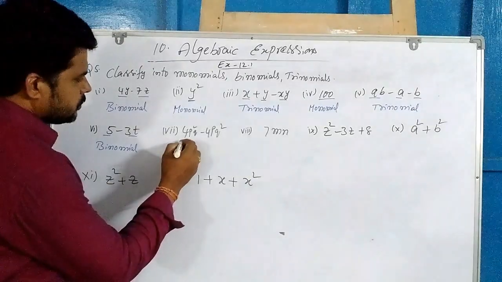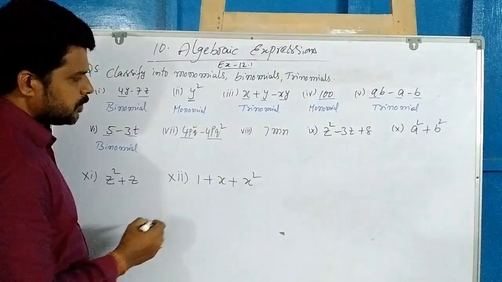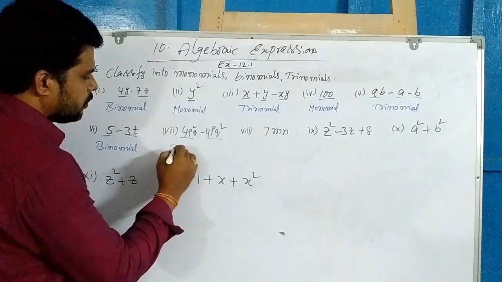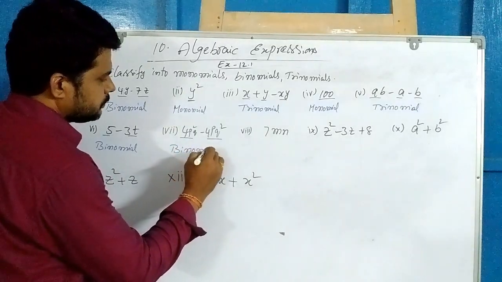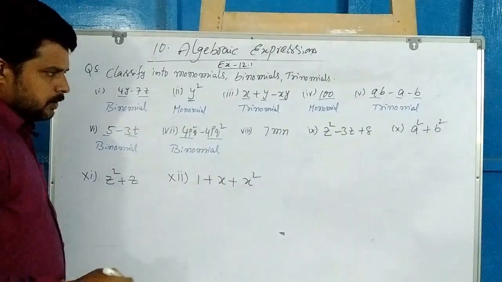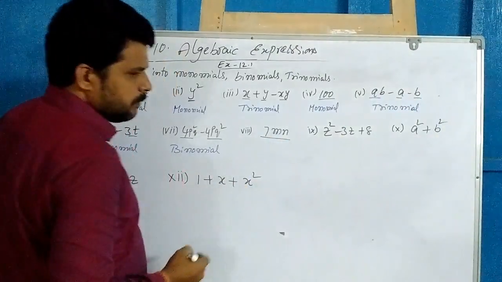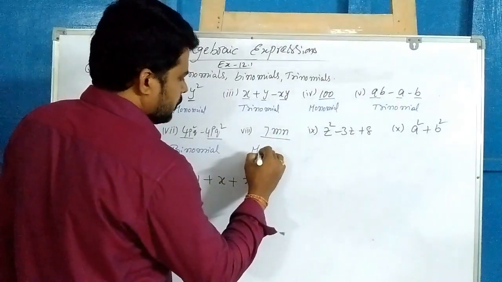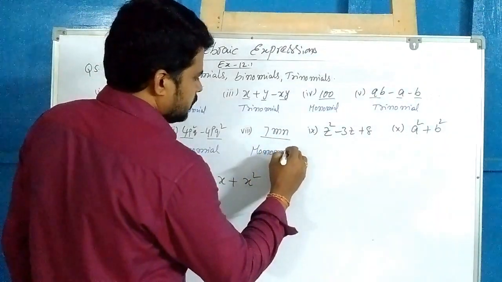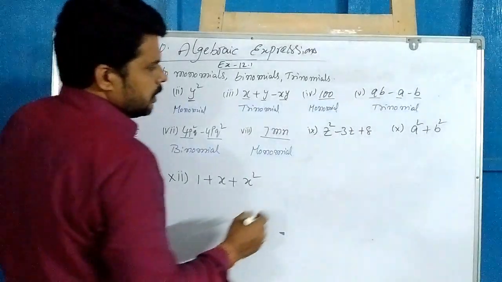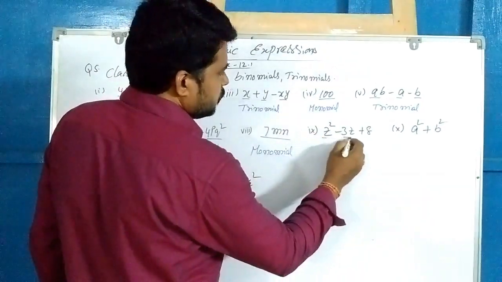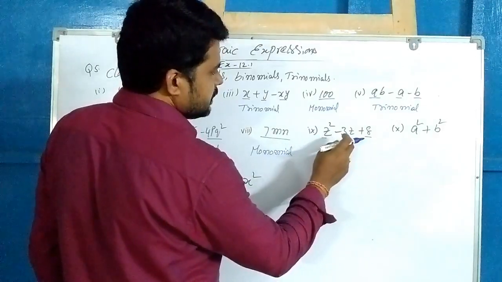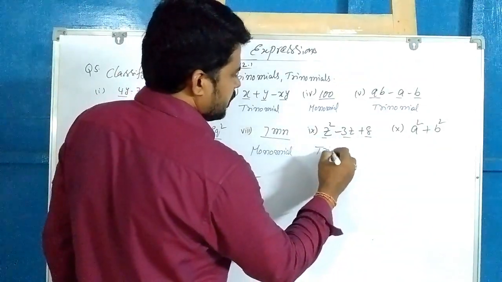Next, here also we have 2 terms, 4p square q and 4pq square. So binomial. The eighth one, we have 7mn, only one term, that is monomial. The ninth one, we have 1, 2, 3 terms: z square, 3z, 8. 3 terms, trinomial.